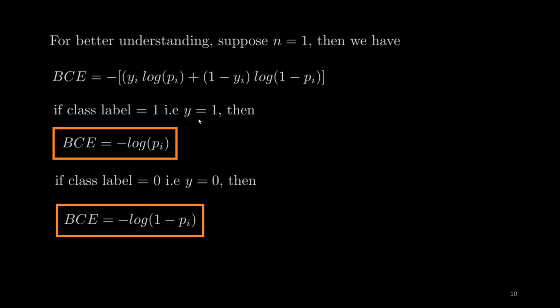So we have observed that in our binary cross entropy loss equation, we have two terms. The first term is used when y equals 1, and the second term is used to calculate the loss if y equals 0. So this is the form of the first term when y equals 1, and this is the form of the second term of this equation when y equals 0.